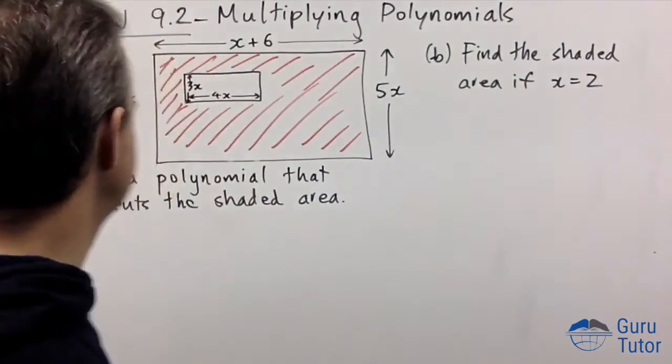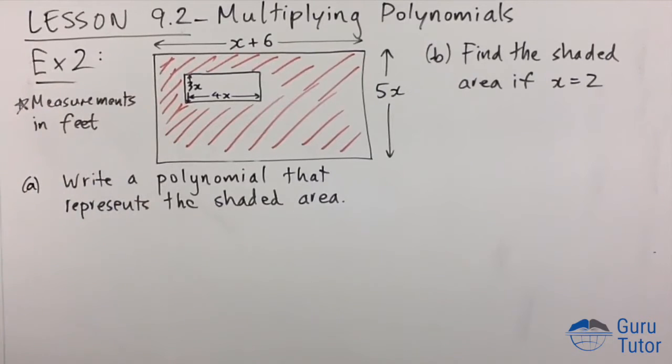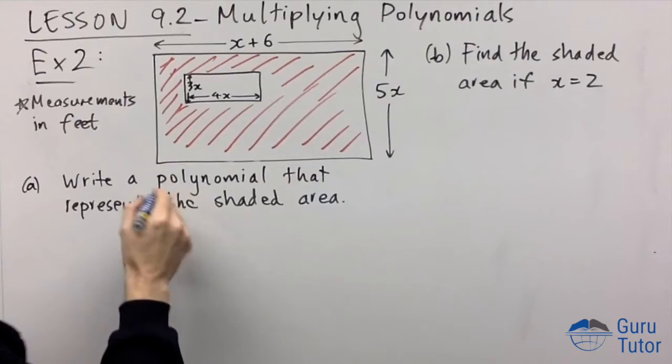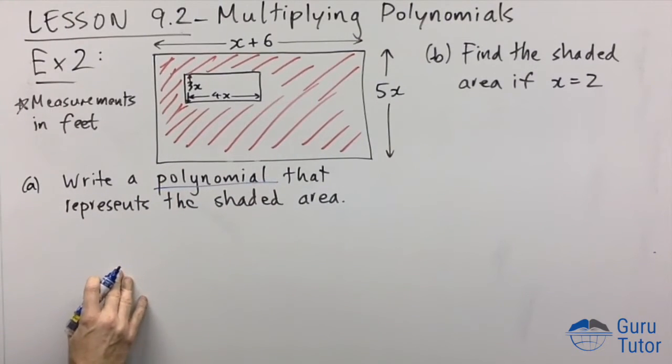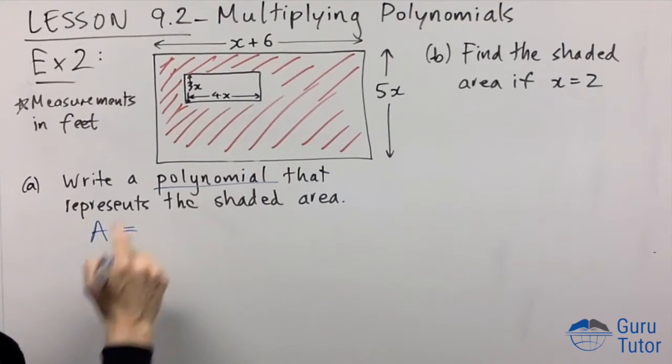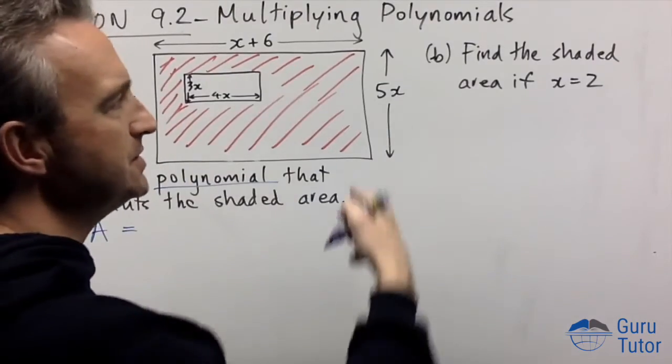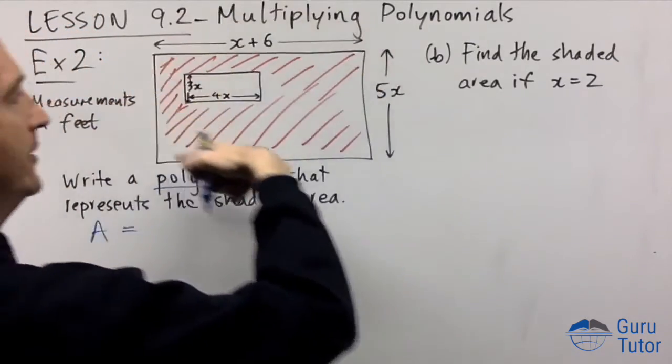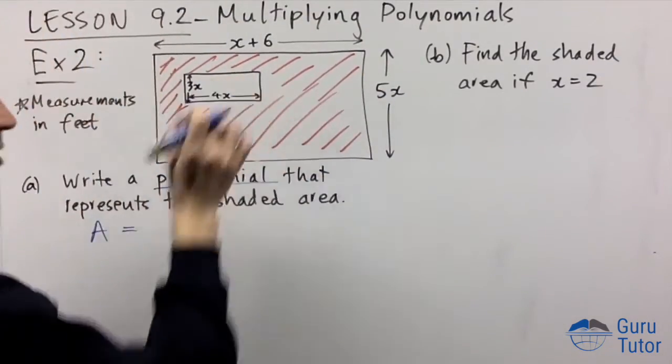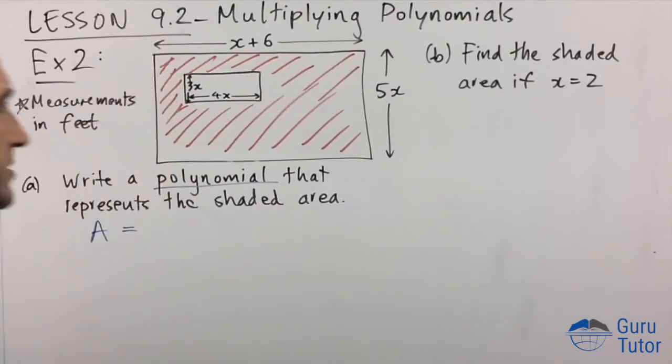So we don't know what x is. Everything's in feet, by the way, so whenever you've got actual values for anything, it's going to be feet. Write a polynomial that represents the shaded area. So the area, how am I going to find the area of this? I'm just going to find the total outside area, and I'm going to subtract the area of the hole. Okay, makes sense? Let's do that.